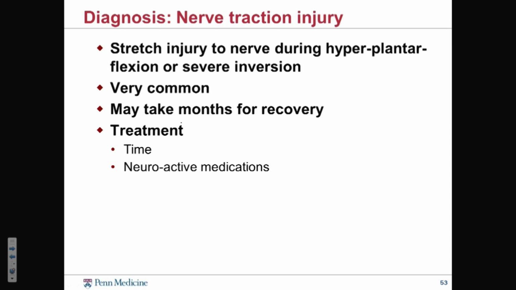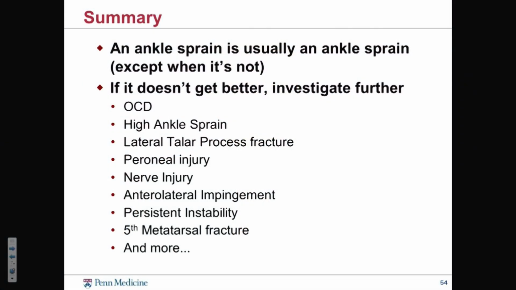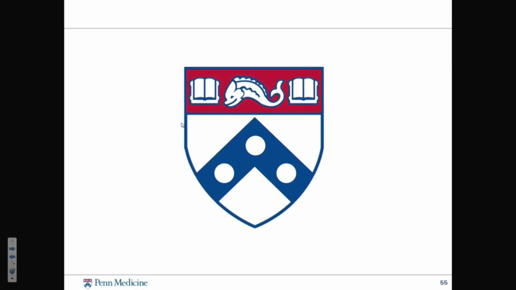If they're really having a tough time, using some neuroactive type medications, whether that be nortriptyline or gabapentin or Cymbalta or similar things like that, to help attenuate the nerve pain can be helpful. So in summary, an ankle sprain is usually an ankle sprain, but sometimes it's not. If it doesn't get better, you want to further investigate this both by physical exam as well as diagnostic tests. It can be any of these diagnoses that we've talked about today, and there's even more, but I won't torture you with all the additional information there.